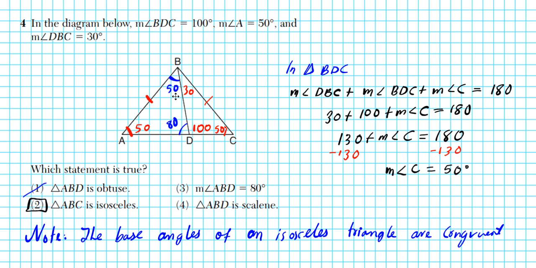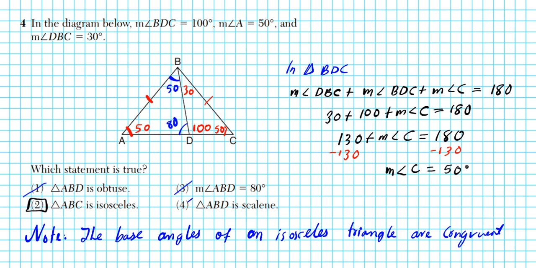ABD is 50, not 80, so that's incorrect. Angle ABD is scaling. What does scaling mean? Scaling basically means that no pair of angles are congruent, and no pair of sides are congruent. Okay? But take a look at angle ABD for a second. This angle and this angle are congruent, so triangle ABD is isosceles just as ABC is.